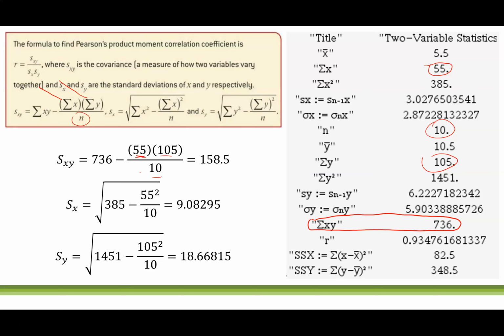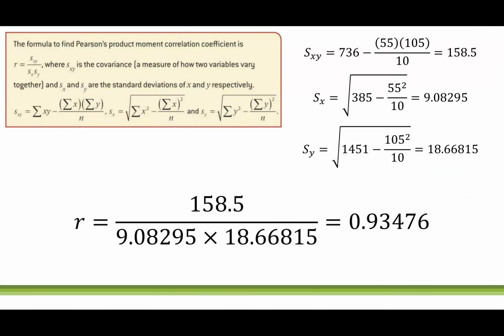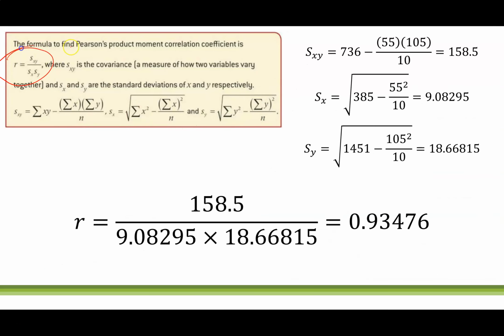And on you go through this whole sort of minefield of formulas adding up. Here is the sum of all the squares of x's given to us, 385. There it is, and on and on. Then I end up with these calculations over here: 158.5, 9.0 whatever, and 18 point roughly 7. What do I do with that information now? It said that the R value was the first one divided by the product of the next two, which gives me this quotient, which leads to this answer here, 0.934.